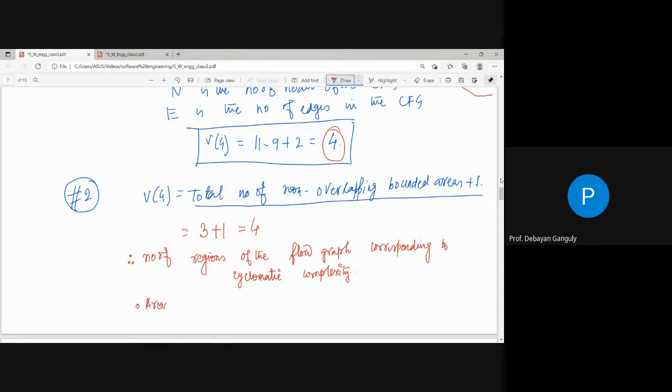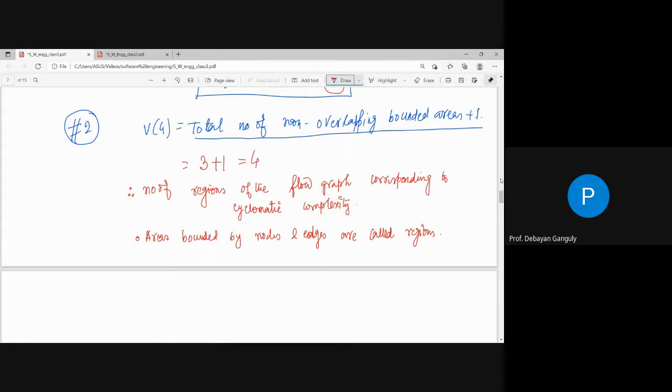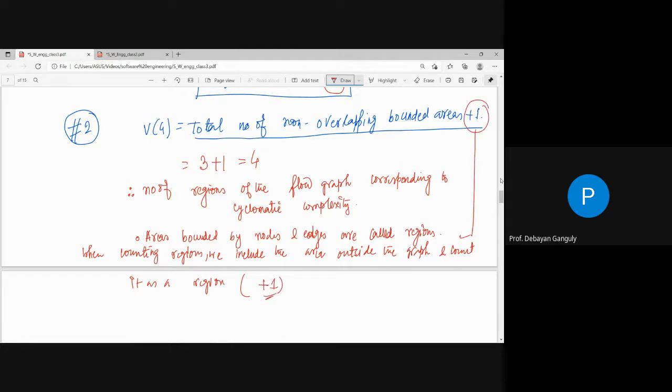And what is regions? That means areas bounded by nodes and edges are called regions. And when counting regions, we include the area outside the graph and count it as a region. And that's why আমরা এখানে I am adding +1 here, I am adding +1 due to this reason.